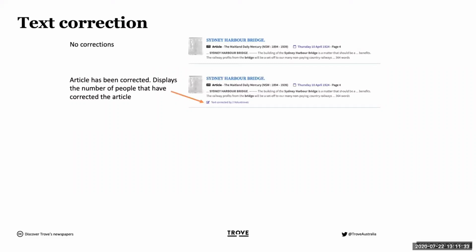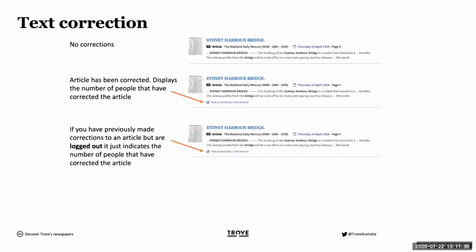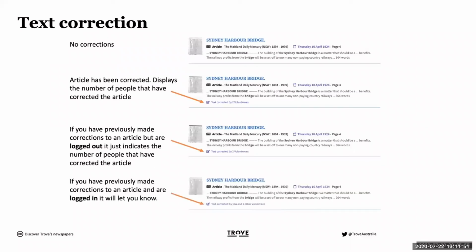So now, if you know that you have previously corrected an article, but you aren't logged into Trove, it will only show the number of people that have corrected the article. So in this case, it's still showing corrected by 2 voluntroves. Finally, if you are logged in and you have previously corrected an article, this will change to show that you have corrected the article, as well as the number of other people that may have corrected it as well.